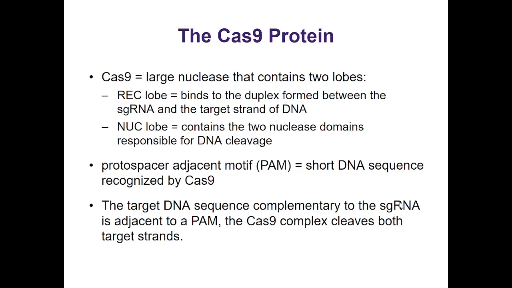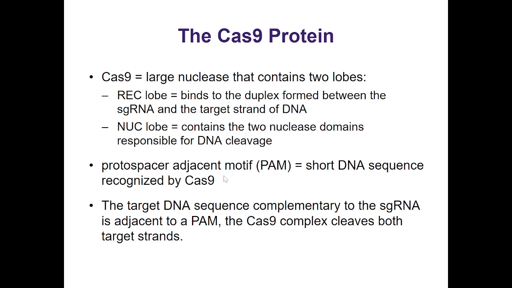The Cas9 protein is going to be a large nuclease, so it'll contain two lobes. The rec lobe binds to the duplex formed between the sgRNA and the target strand of DNA. The nuc lobe contains the two nuclease domains that are going to be responsible for DNA cleavage. So essentially you have targeting and cleavage, right?